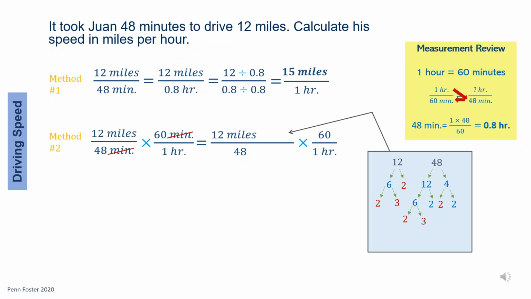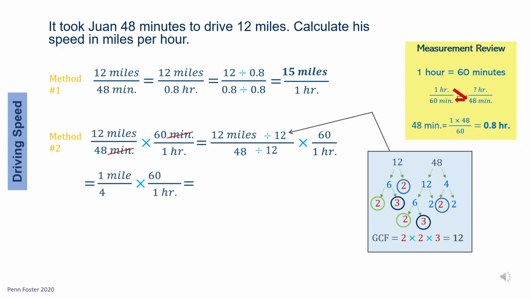Compare the lists of prime factors of 12 and 48. Circle and multiply the common factors. 12 is the greatest common factor. Now eliminate the greatest common factor on the fractions before multiplying across. To do that, divide top and bottom by 12. The first fraction gets reduced to 1 mile over 4. Second fraction remains as is.